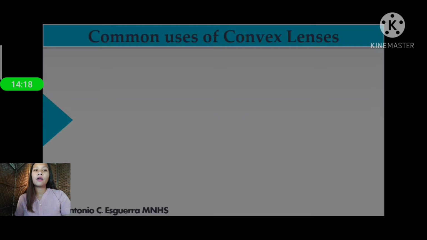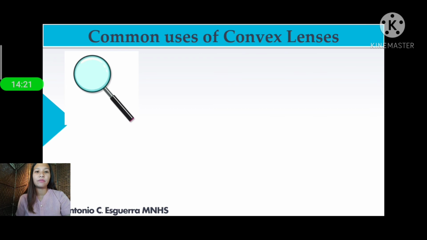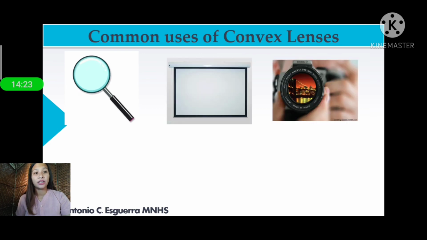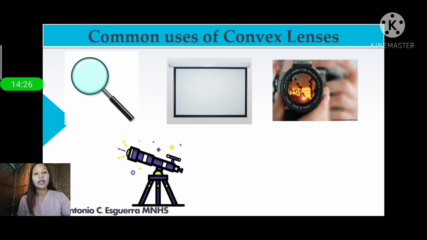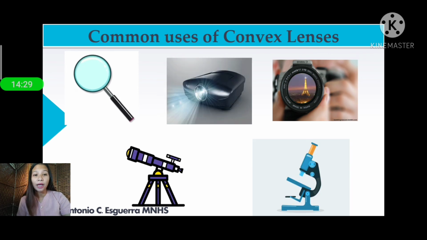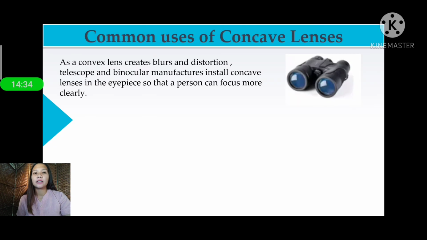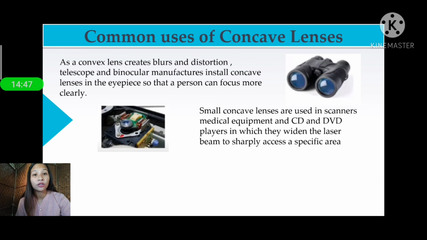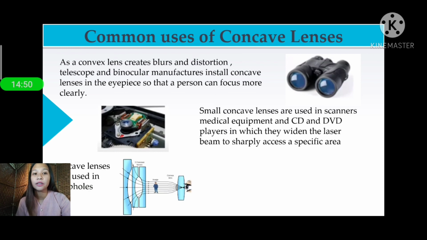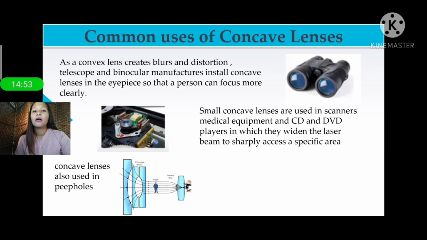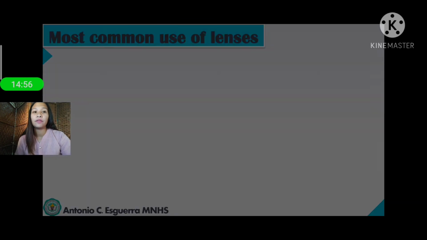So what are the uses of lenses? Common uses of convex lenses are in magnifying glasses, LCD projectors, camera lenses, refracting telescopes, and microscopes. Common uses of concave lenses: telescope and binocular manufacturers install concave lenses in the eyepiece so that the person can focus more clearly. They are also used in CD and DVD players, peepholes, and flashlights.